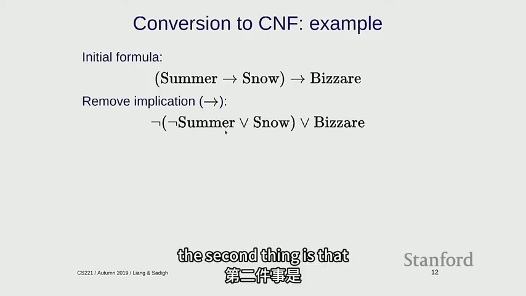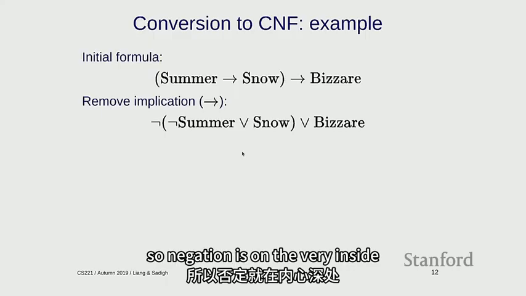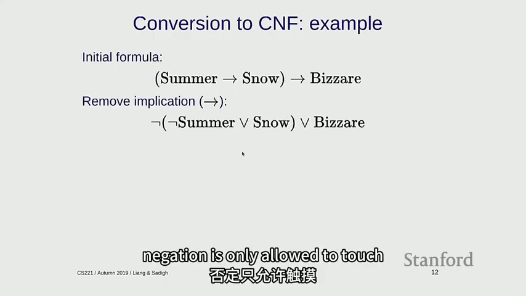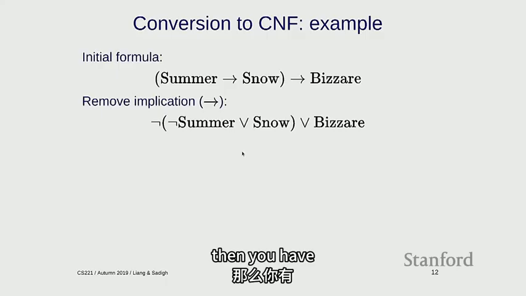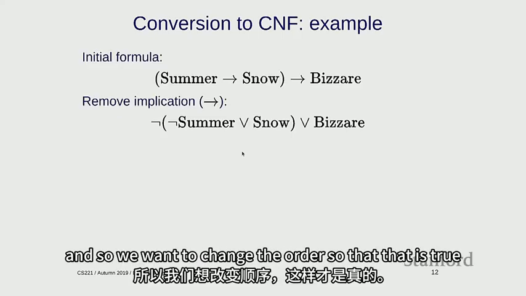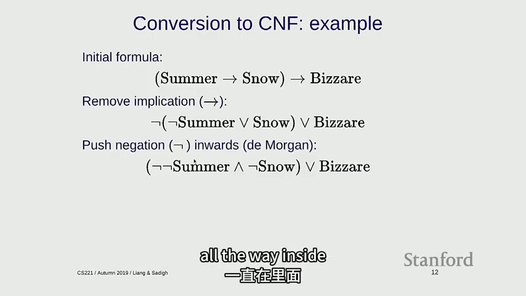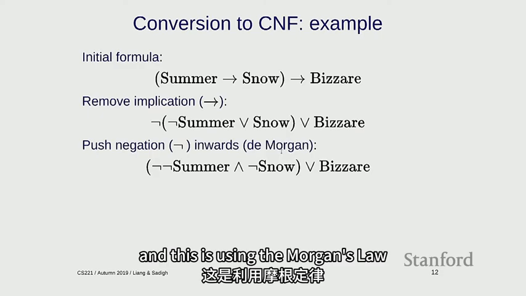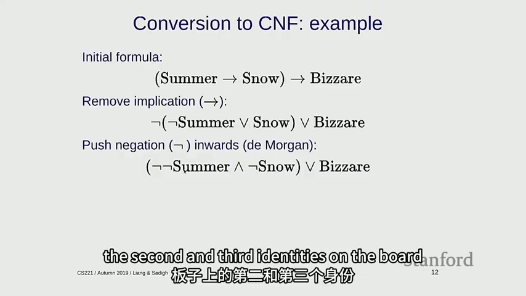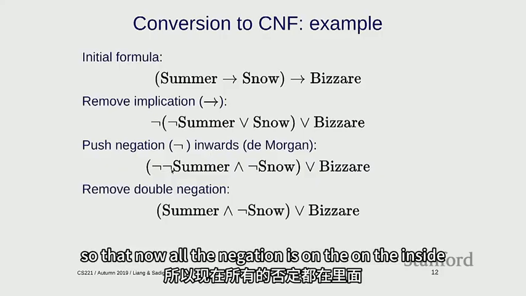The second thing is that, remember, the order in which these connectives appear is important for CNF. Negation is on the very inside. Negation is only allowed to touch a propositional symbol. Then you have or, disjunction, and then you have and. So we want to change the order so that that is true. First we want to push the negation all the way inside, and this is using De Morgan's law, so the second and third identities on the board. So we push this inside so that now all the negation is on the inside.